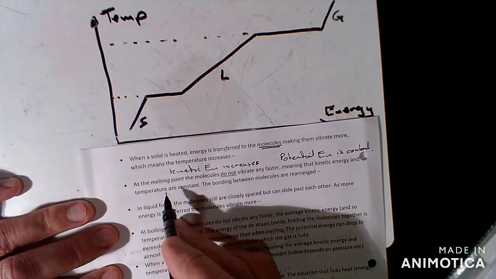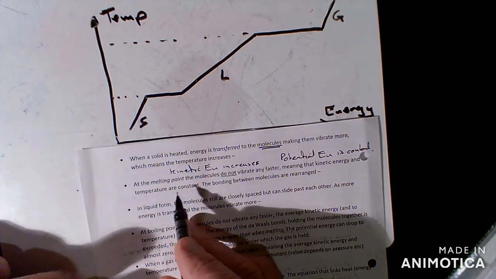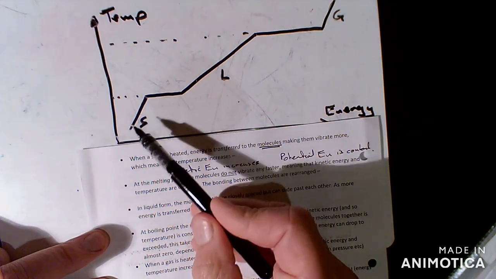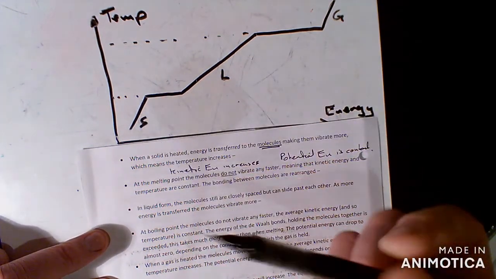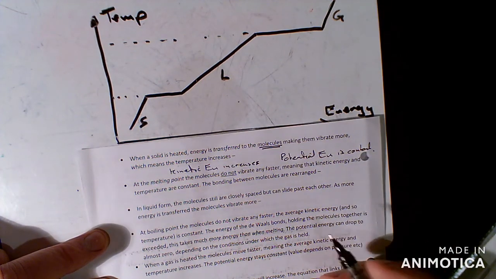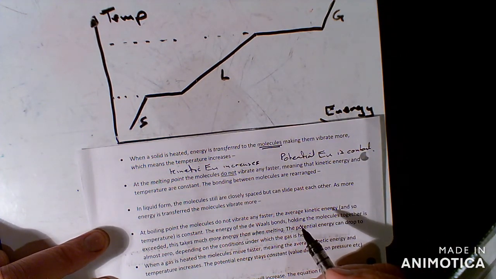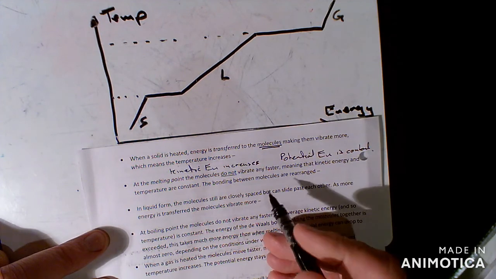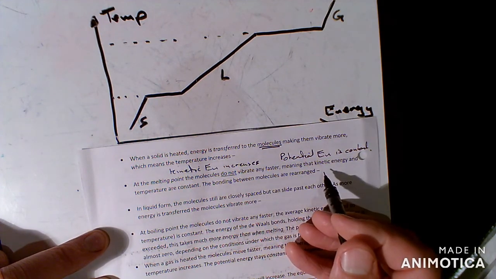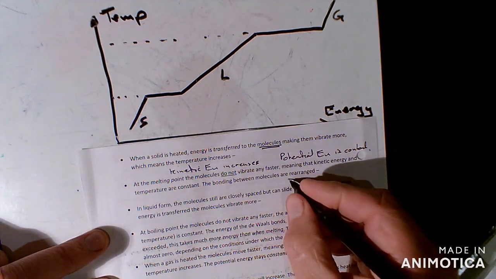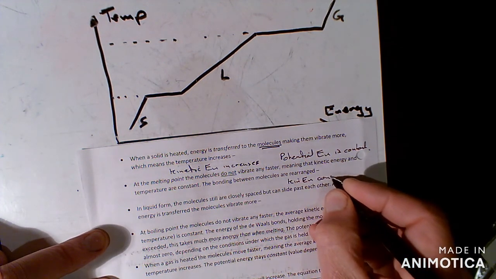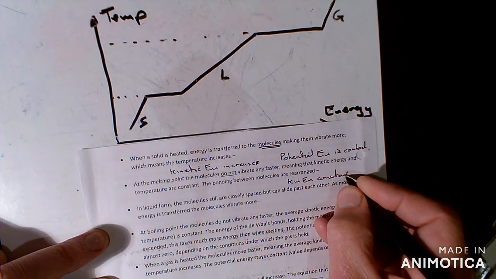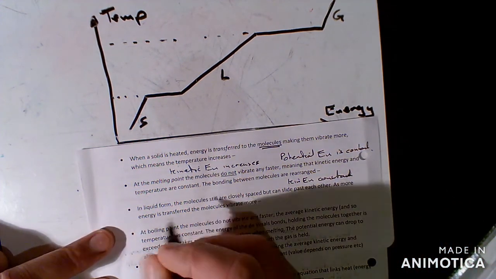When we get to the melting point, the molecules, as we have more and more energy, don't just keep going up in temperature, they stop increasing in temperature. So the temperature is that average kinetic energy of each particle, or of the particles. So they're not going any faster, so there's no change in that. So in other words, the kinetic energy is constant, but what is happening is the potential energy is changing.